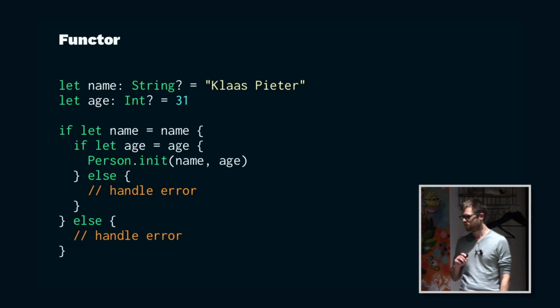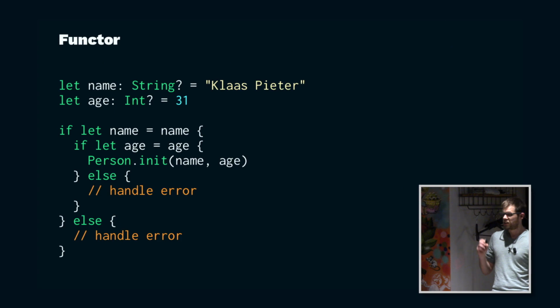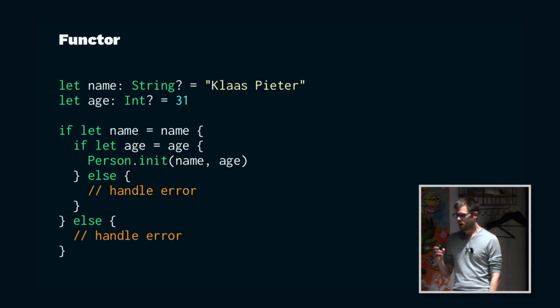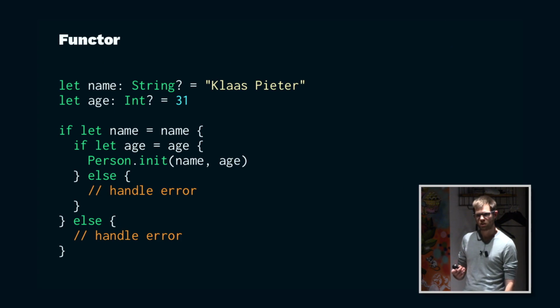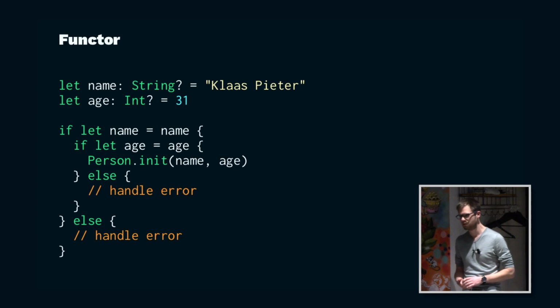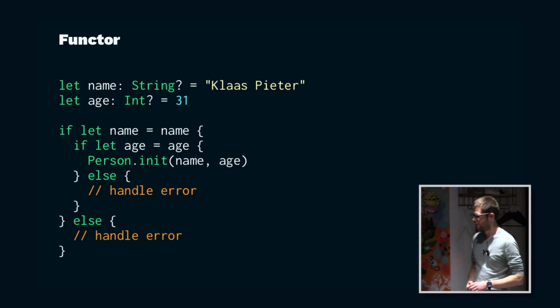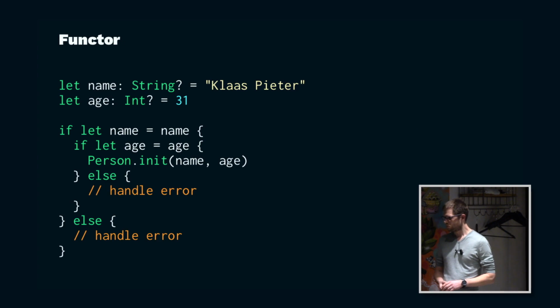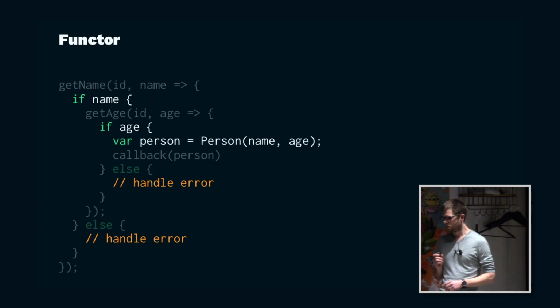Now let's have some fun. Let's say name and age are both optional, and you want to construct a person. The default way in Swift, I guess, would be to use if let. And I'm aware that this could be one nested if, but I'm going to make a point later. Actually, I'm going to do it now. Look how similar this is to what we did with promise earlier.